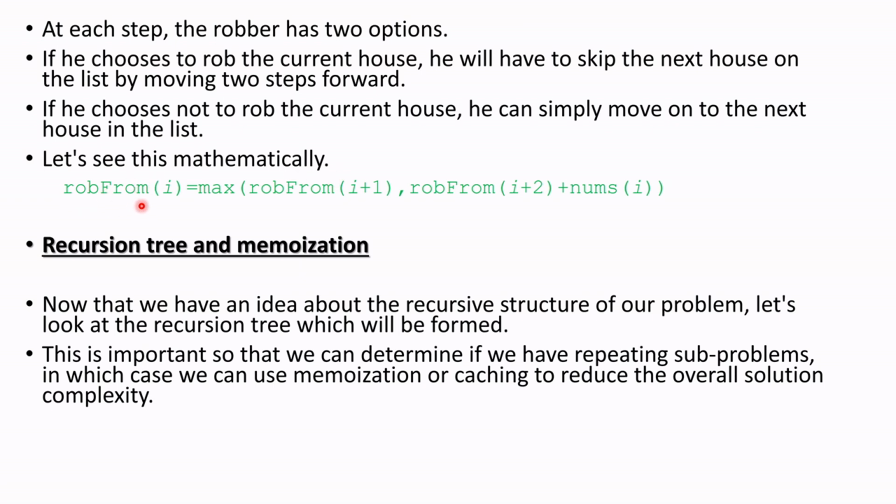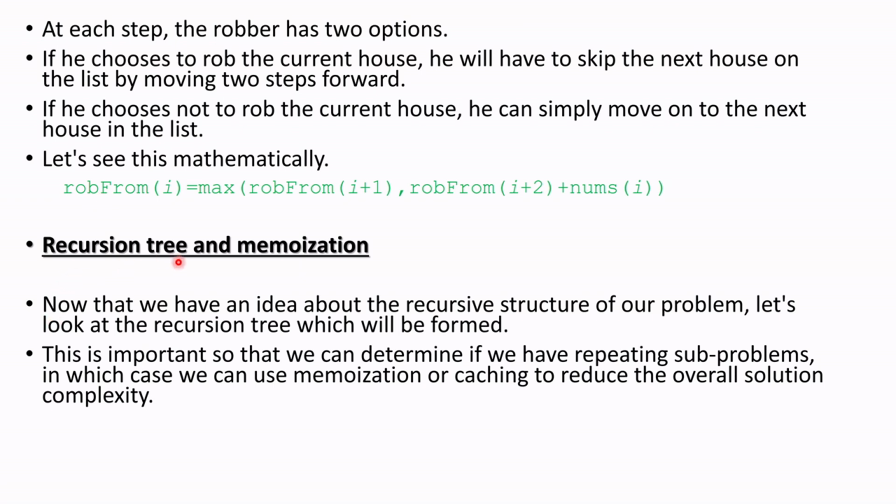Rob from i. So this is the i-th house. How will we do that? For i plus 1, we have to find the maximum between rob from i plus 1 and rob from i plus 2 plus nums of i, the current one, right? So this will give the maximum, and that will be the result of rob from i, right?